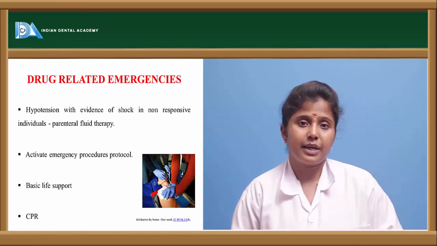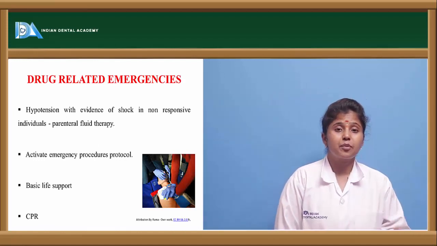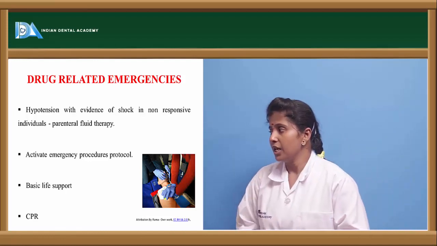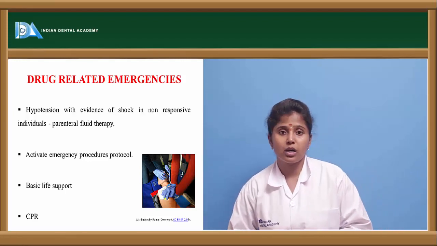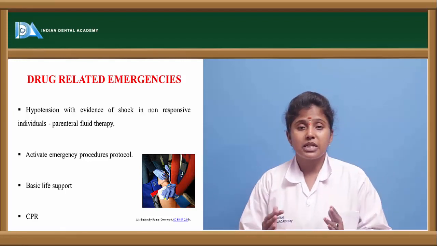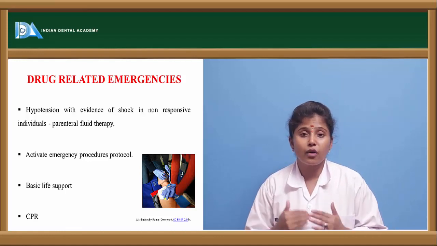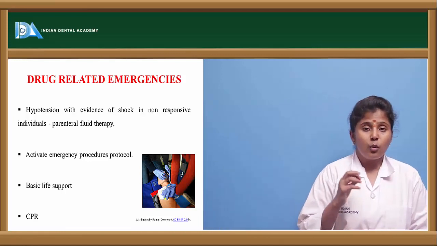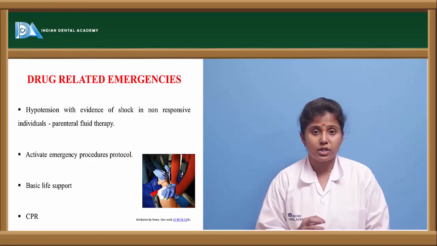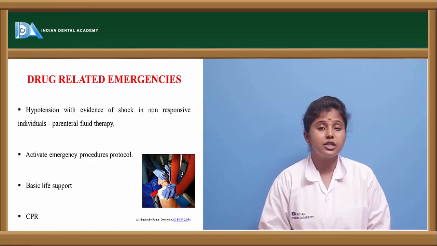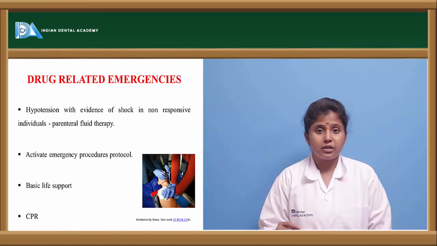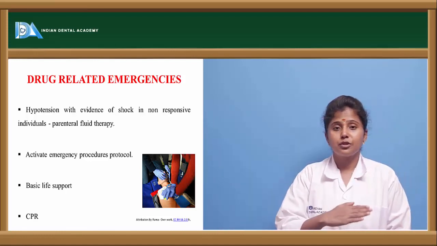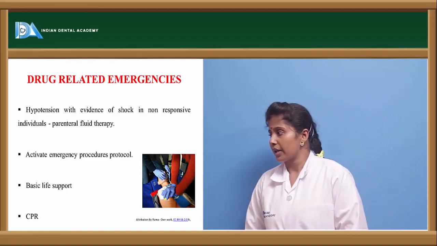What are the drug related emergencies? If a person is having any problem or any side effects of toxicity of the drugs, how can we treat that emergency? Hypotension with evidence of shock. Here, if a person is having lower blood pressure, because of the fall in the blood pressure the person is having shock, which is non-responsive. Mostly this type of shock is non-responsive. The person will not be able to respond. In that condition, immediately give fluid therapy. Fluid therapy in the form of infusion should be given, and immediately the person should be taken to the hospital with the proper care.